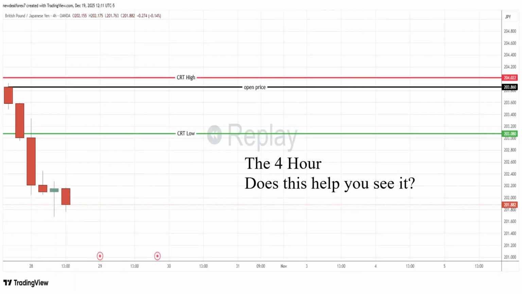This is the 4-hour chart. Okay, just broken down. 1, 2, 3, 4, 5, 6. This is that large red candle I just showed you, just broken down. Is this of any help to you? What do you see about this? What do you notice about this? Does any of this resonate with you?